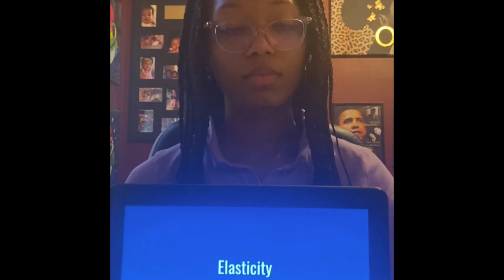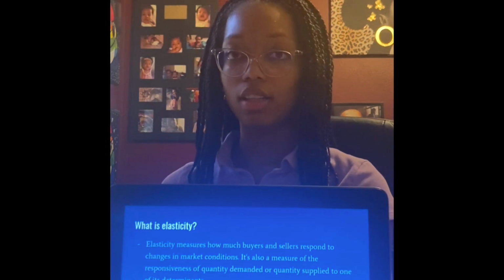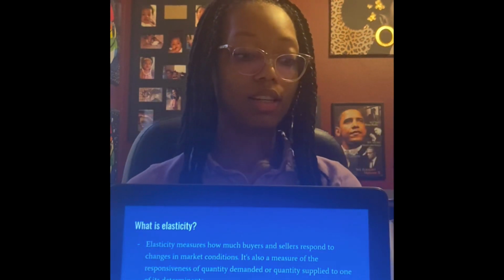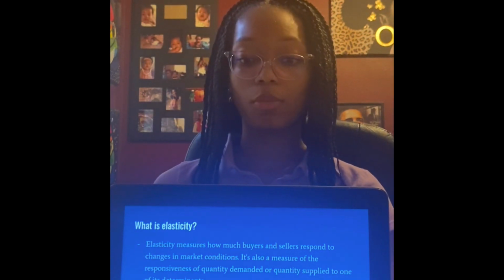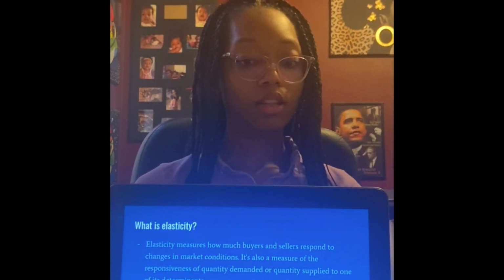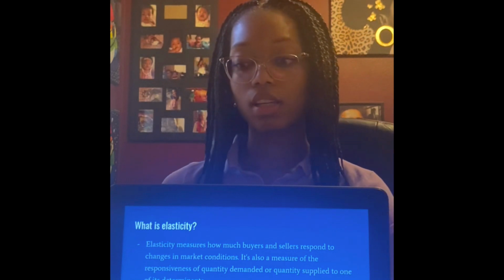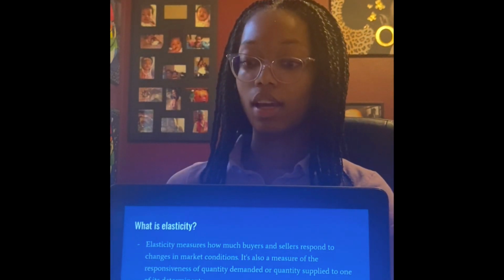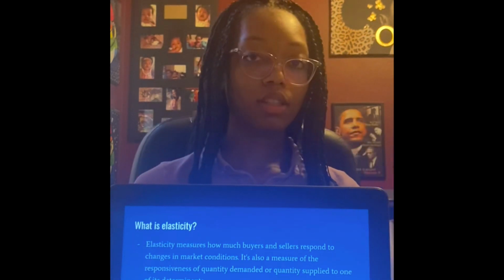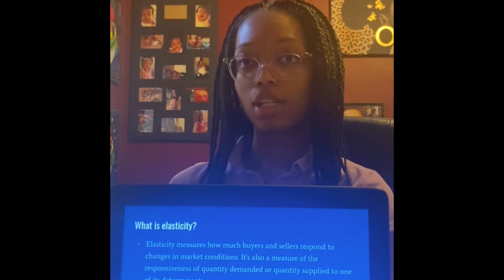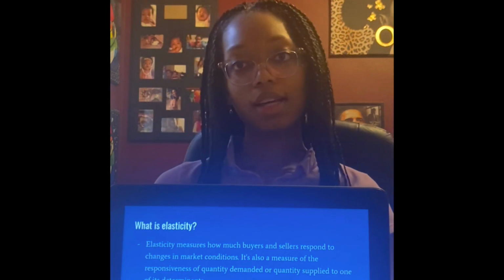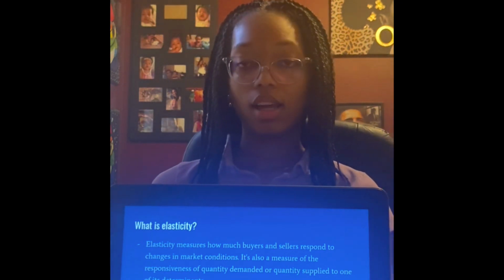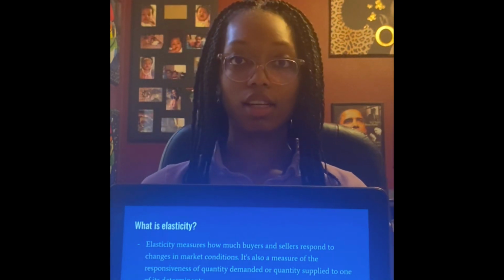Elasticity. So what is elasticity? Elasticity measures how much buyers and sellers respond to changes in market conditions. It is also a measure of the responsiveness of quantity demanded and quantity supplied to one of its determinants. The three types of elasticity are income elasticity of demand, price elasticity of demand, and cross-price elasticity of demand.